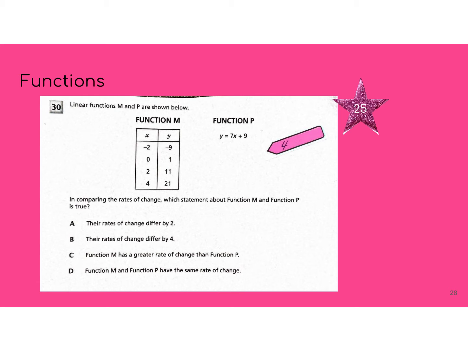Okay, so for this one, they tell us that they are both linear. So what that means is they'll have a constant rate of change. For function p, that function has a slope or rate of change of 7. That's the letter m. So you have your rate of change of 7. For function m, you actually have to figure out your rate of change.